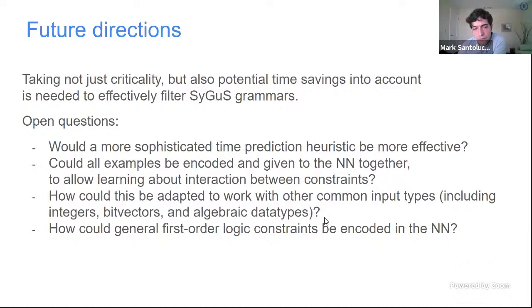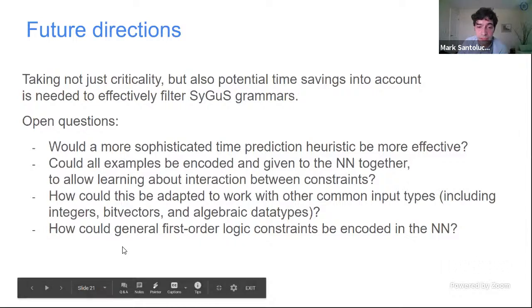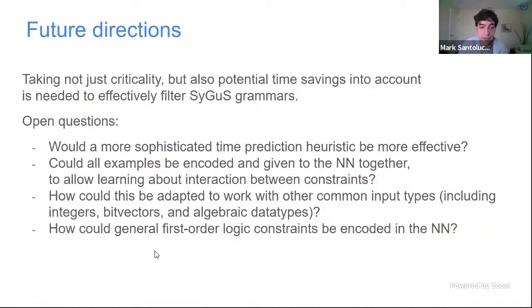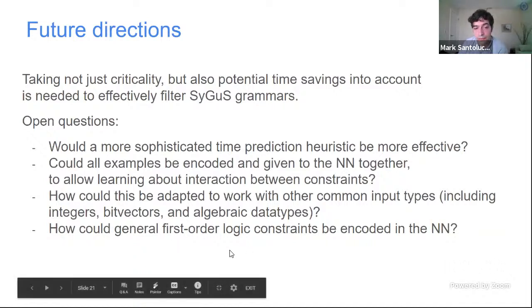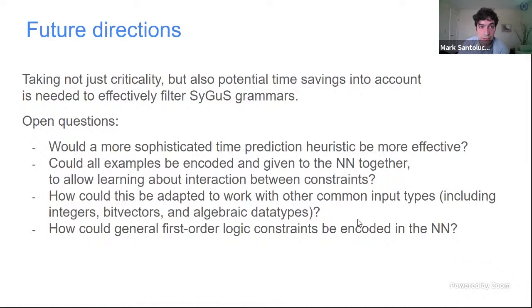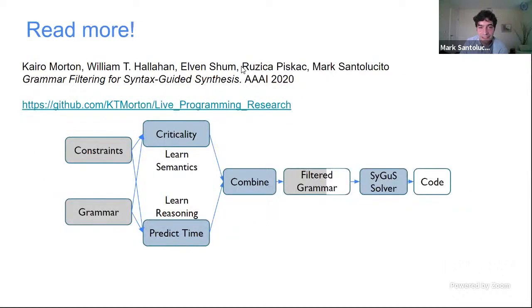The other question, of course, is so far we only looked at strings. Strings, as it turns out, are very easy to encode in a neural network. But as we start branching out to integers, bit vectors, and data types, the encoding process becomes a bit more complicated. And additionally, we were only looking at programming by example. SyGuS in general, and CVC4, supports more general first order logic constraints. And so how might we encode these logic constraints into the neural network as well as the programming by example?